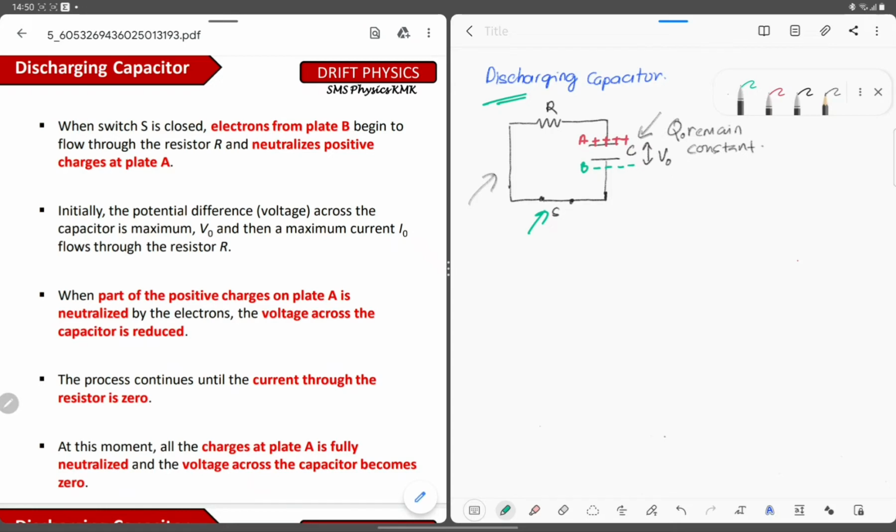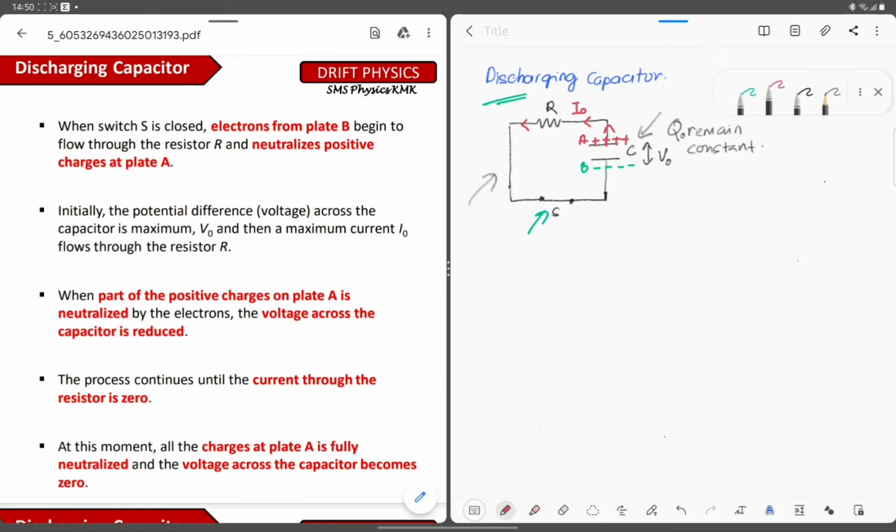So when you close the switch S, the discharging process will take place. So now what happened? When you close switch S, during this time, the current that flows in this circuit is the maximum current. The current that flows through the resistor is the maximum current, which is I0. Immediately I0 will flow as you close the switch S.